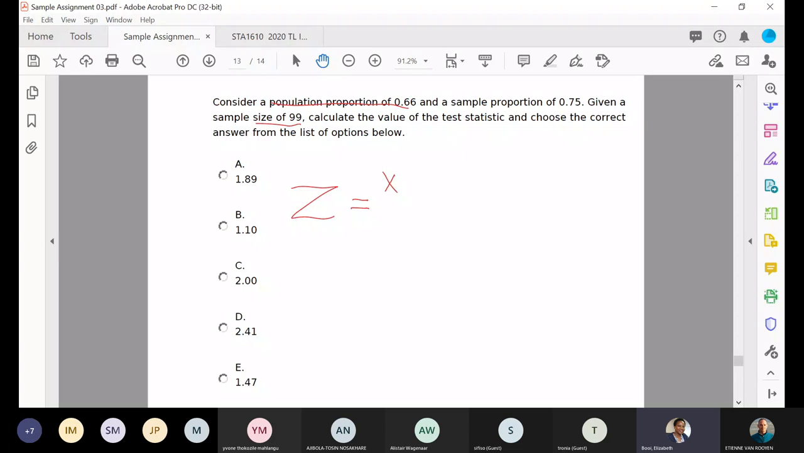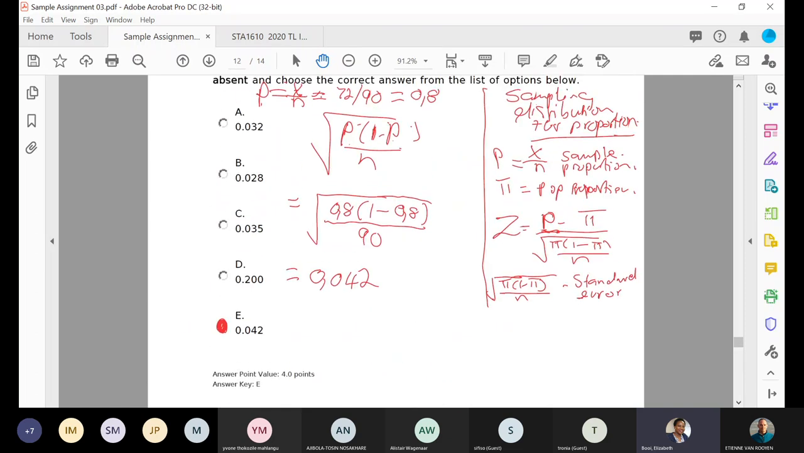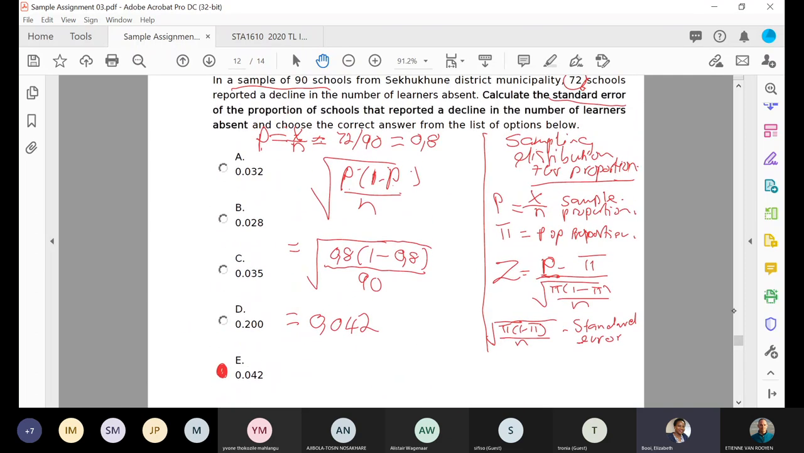Now I'm using the wrong formula, which they say calculate p minus the population proportion, divided by the square root of population proportion times 1 minus population proportion, divided by n. That is the formula. So don't get confused with this one, because on this one, since they didn't give us the population values, we use the sample proportion. But for the formula for Z, we always use your standard error calculated using your population proportions.